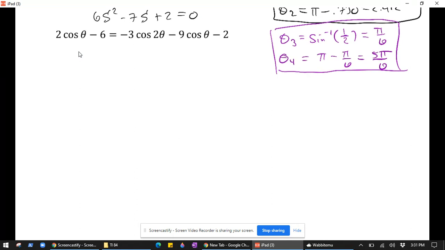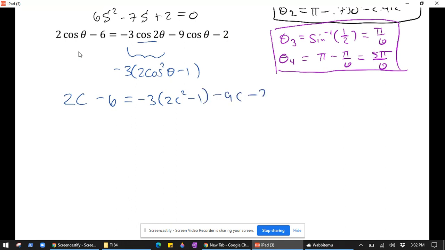Let's do this one here and finish this off. So I see a cosine of 2 theta here. Because this problem has cosines everywhere, I need to use the identity that cosine of 2 theta is equal to 2 cosine squared theta minus 1. So then, again, using c instead of cosine, I get 2c minus 6 equals negative 3, 2c squared minus 1 minus 9c minus 2. We distribute, we get negative 6c squared plus 3 minus 9c minus 2.